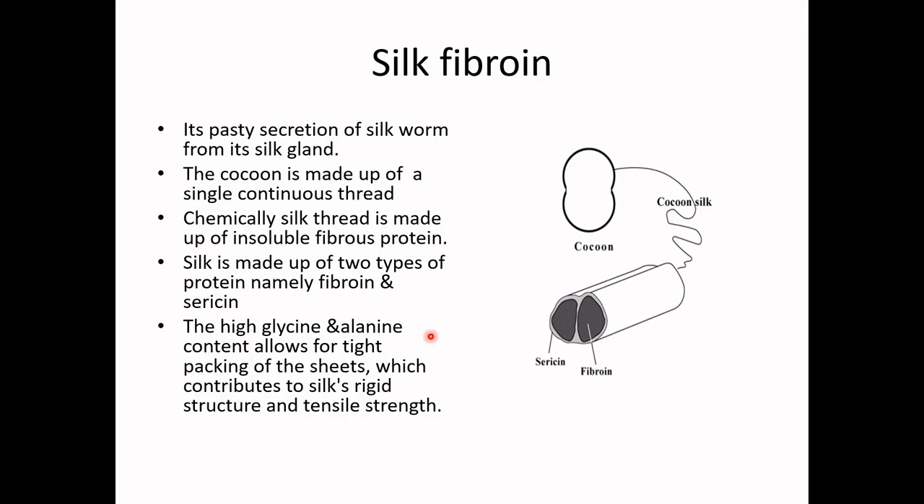And what type of secondary structure is seen? The secondary structure found in silk fibroin is anti-parallel beta pleated sheet. Anti-parallel beta pleated sheet is present in silk fibroin. So this is the silk fibroin.